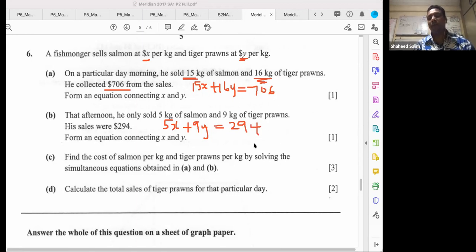Can you go and solve it then? Go and solve. This is a simultaneous equation. Okay, clue: make this into 15. You can times by 3, times by 3, times by 3. Then you can get rid of the X. Come, try.